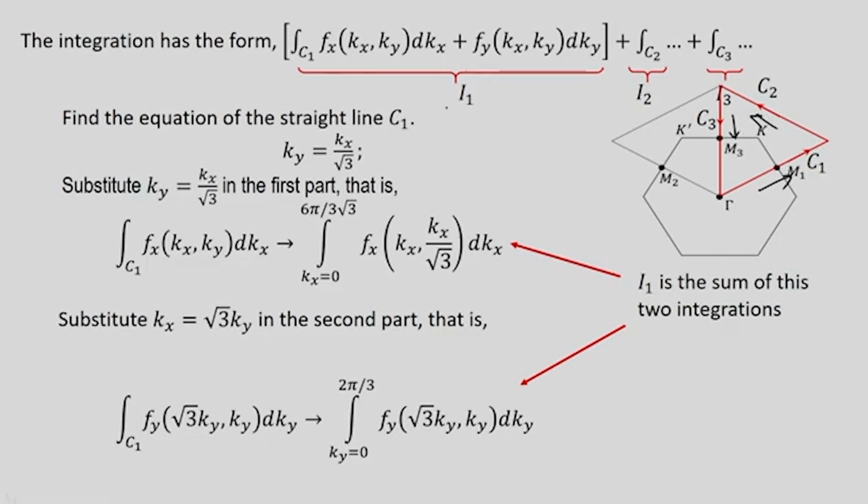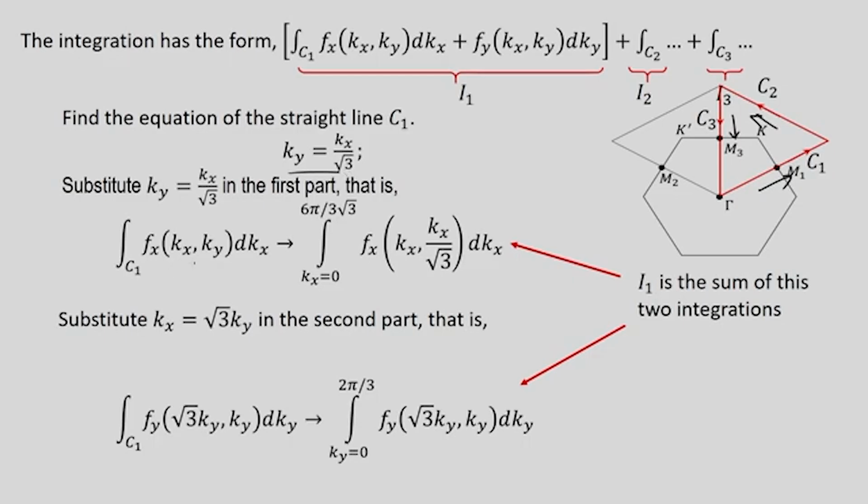Now, I am just showing you integral 1, that is I1, and for I1 you can't do this integral simply because there is a kx and ky dependency, and the integrand is a function of kx and ky. So, along C1 and C2 it is slightly non-trivial because of these dependencies, but along C3, of course, your kx is constant and it is only ky that changes. If you take C1, the equation of this line that goes through the point gamma through M1 is nothing but ky equal to kx by root 3.